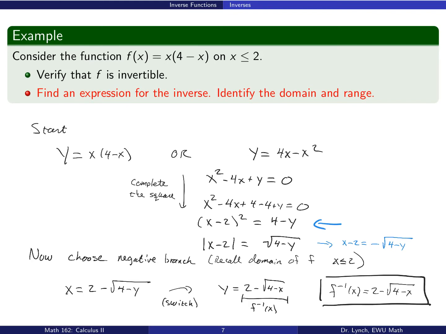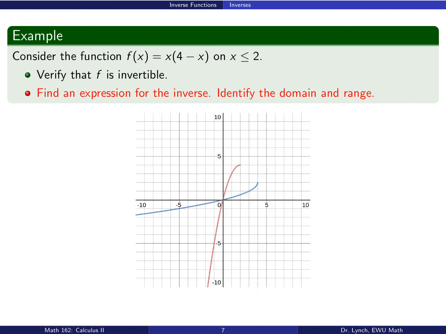Now the graph of that function isn't so bad. It's just a square root function that's shifted and translated around a little bit. So we can see that here in blue, and we can see that the domain of the inverse function is x less than or equal to 4, and the range of the inverse function is y less than or equal to 2. So this domain and range is exactly what we expect from our definition.